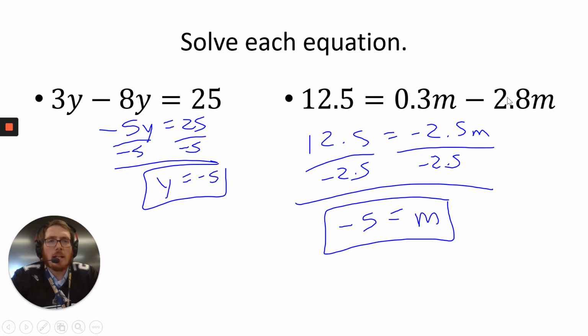Same thing on this one on the right. 0.3 minus 2.8 would be negative 2.5m. Then divide by negative 2.5 on both sides to get your answer of negative 5. But you got to combine like terms first in order to answer that question.